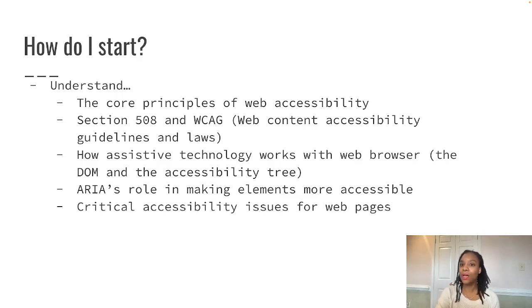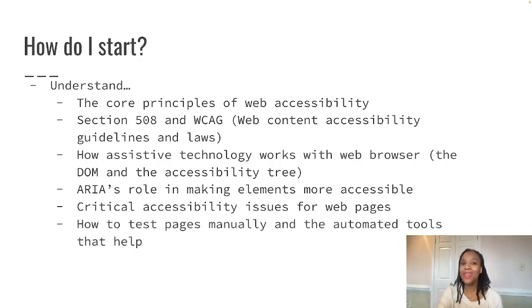We also want to understand what critical accessibility issues are for web pages. So we'll go over the things that you definitely want to make sure you have on your page so that everyone can use it. And then we'll end with a brief overview on how to test your pages manually, which is just you going through the page one by one to make sure things are accessible, and then some automated tools that we can use that will help us as we manually test our pages.